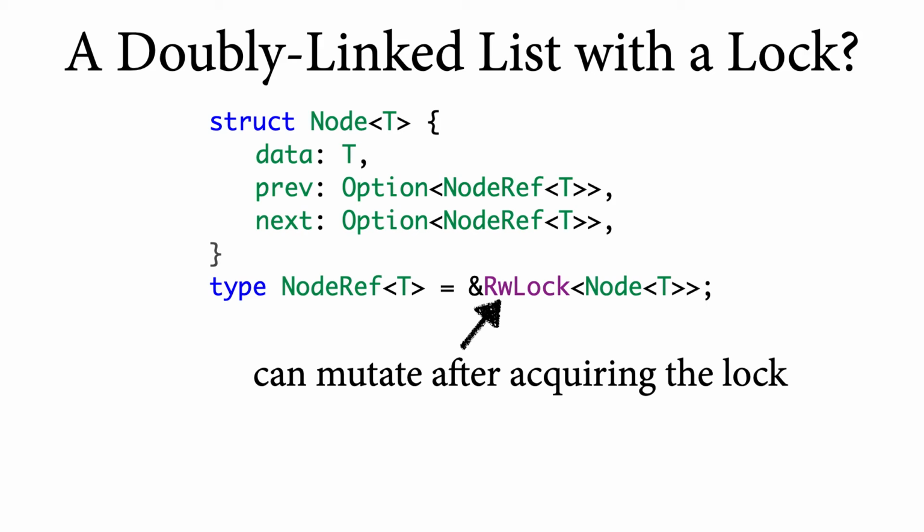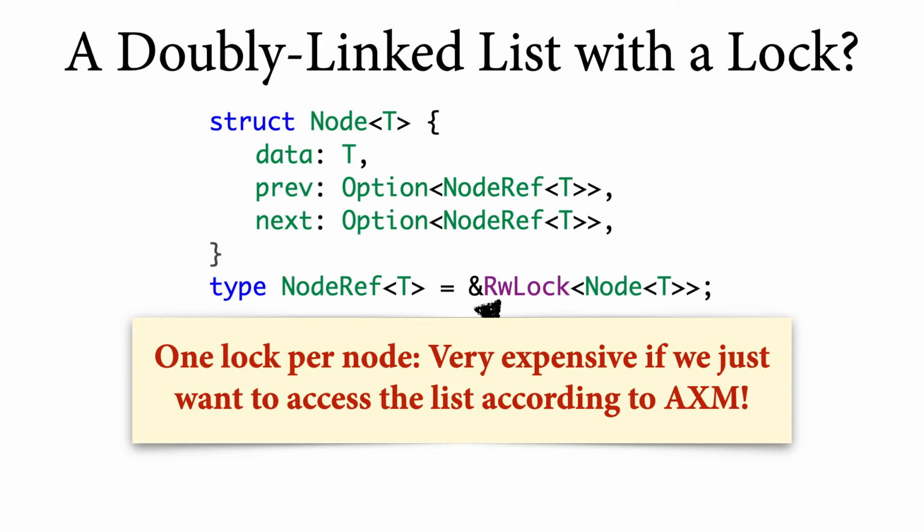With the RW lock wrapper in place, we can then safely mutate through a node reference. But unfortunately, doing this comes at a huge cost. Specifically, we are attaching a separate reader-writer lock to each node of the list. Now, that could be appropriate if you want to allow multiple threads to mutate the list at the same time, but if you just want to allow the list to be accessed according to the AXM discipline, in other words, either allow a single thread to mutate the list or multiple threads to read the list concurrently, then per-node locking is massive overkill, very expensive.